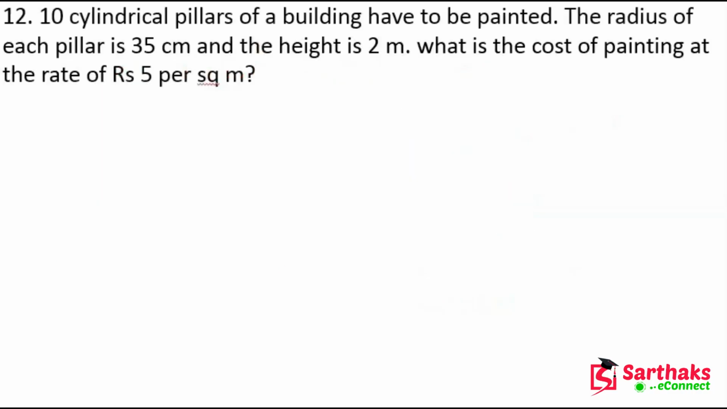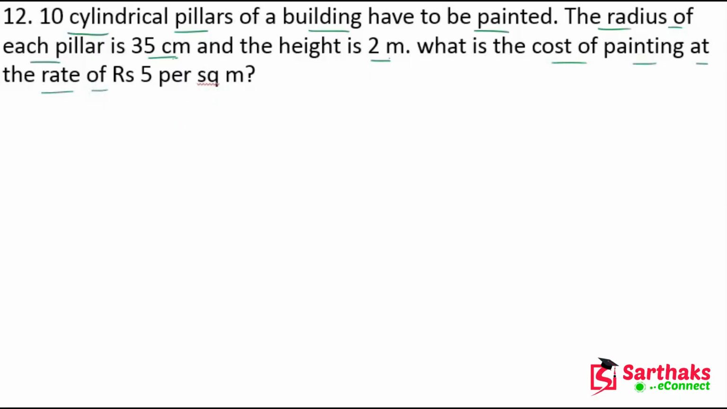So the next question here is, you can see 10 cylindrical pillars of a building have to be painted. The radius of each pillar is 35 centimeter and the height is 2 meter. Again, there is a difference in unit. Height is in meter and radius is in centimeter. Now, what is the cost of painting at the rate of 5 rupees per square meter?